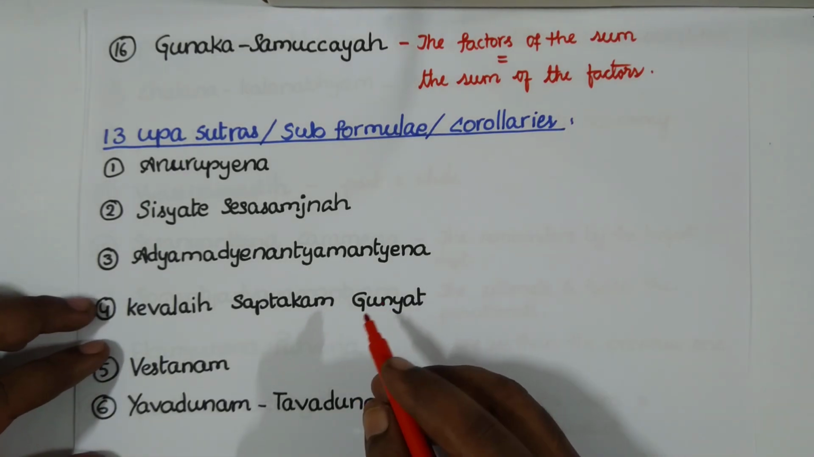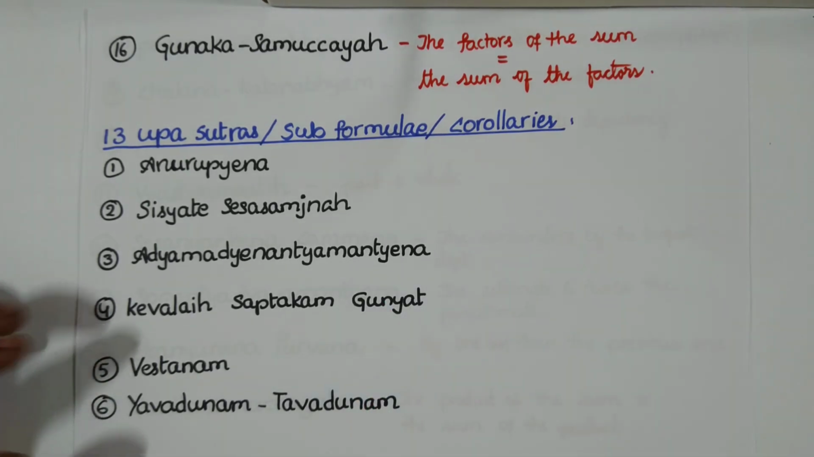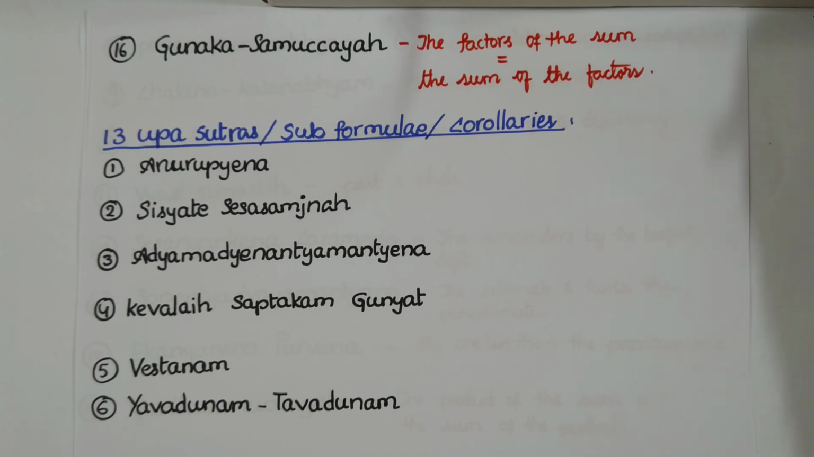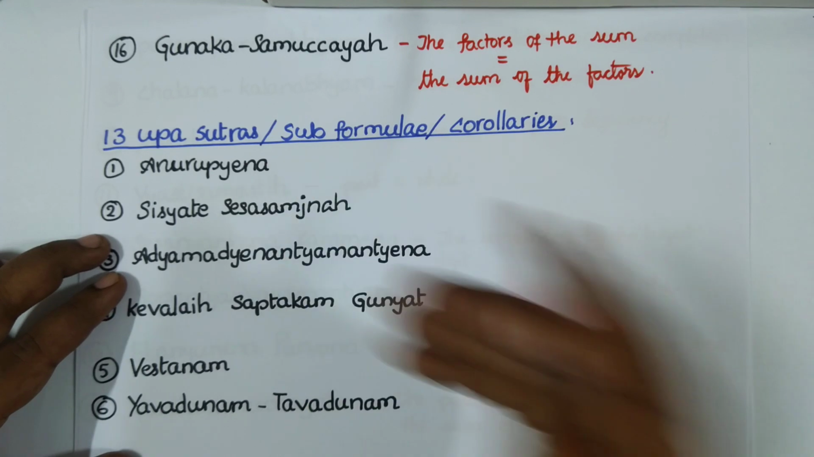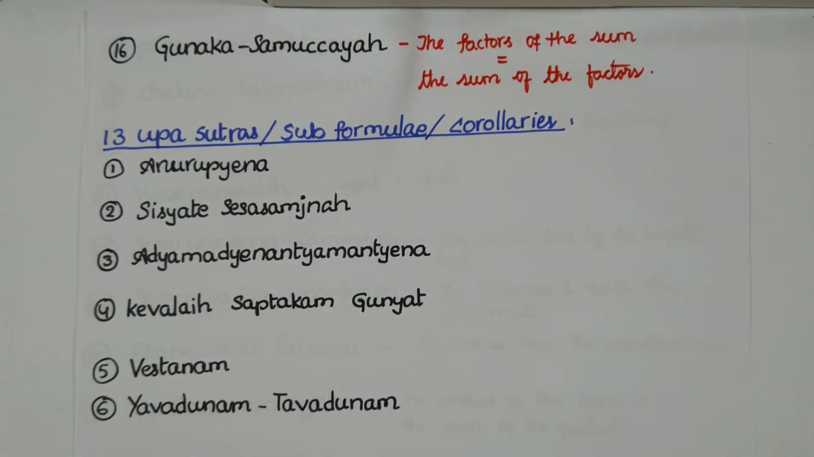Now let's try to unlock these 13 upasutras. Now we are trying to unlock. Where is my color? This is gone. Okay, anyways, let me use red again. I'm searching for blue. Okay, I got it. I have blue in my hand now, so let me use it.